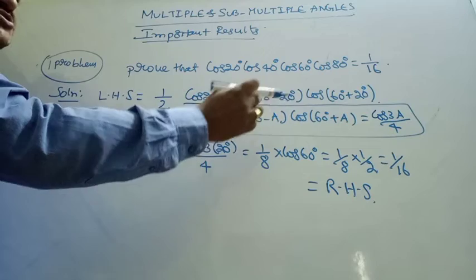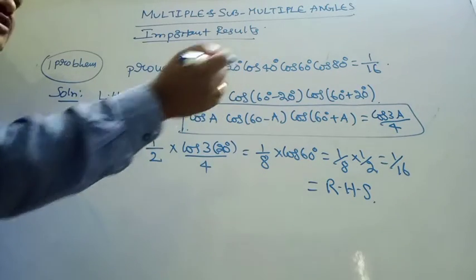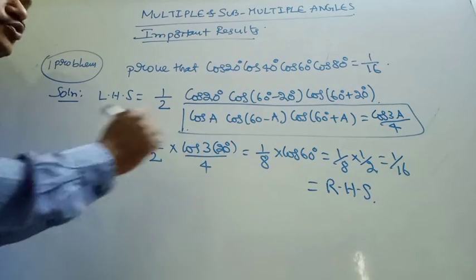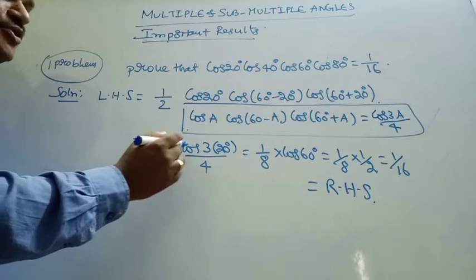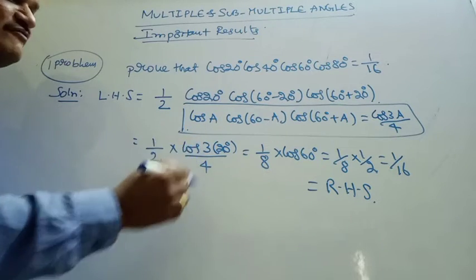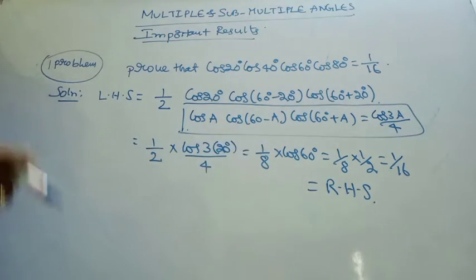Okay, cos A, cos 60 minus A, cos 60 plus A, we got cos 3A by 4. Here A equal to 20 degrees. Right, 1 by 2 into cos 3 into 20 degrees by 4. That is 1 by 8 into cos 60 degrees, that equals 1 by 16. See how elegantly we have got this particular problem.